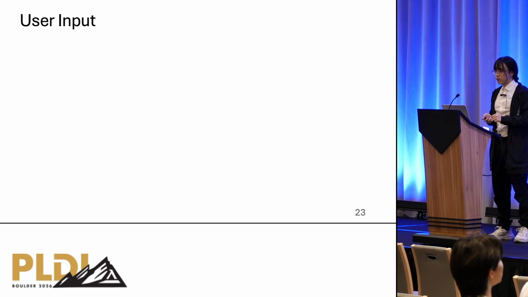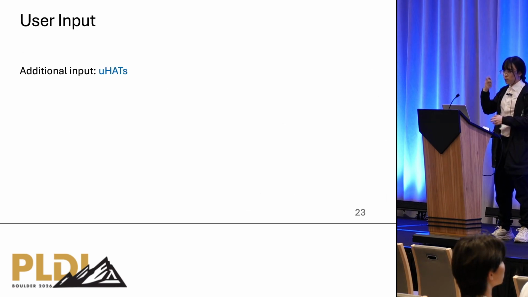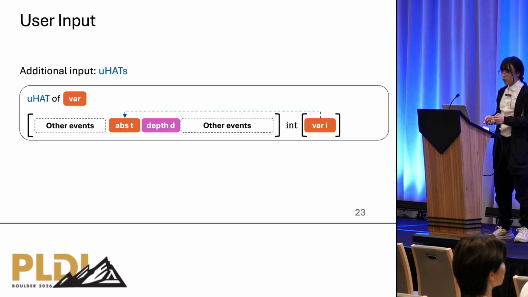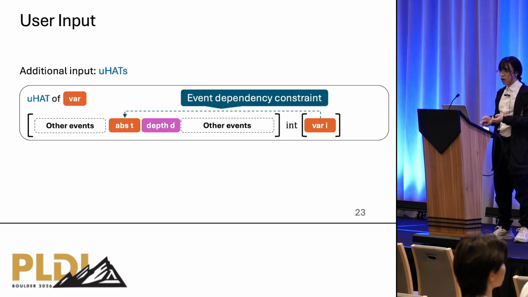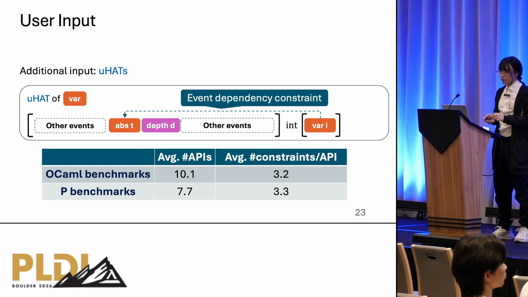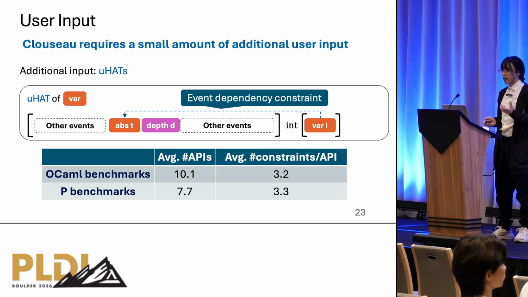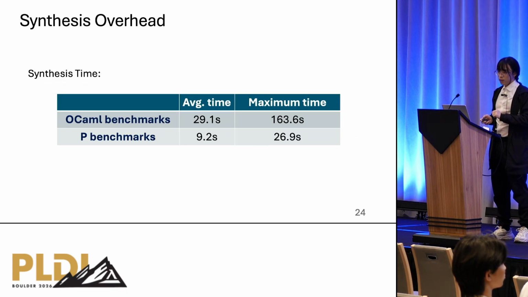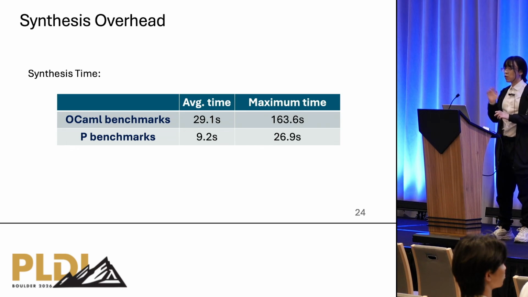We're also curious about the user input. The user needs to provide additional U-hats. For each U-hat, we count the complexity by how many data dependency constraints are encoded in it. On average, for each U-hat the user needs to provide 3 constraints. This means that Kuso doesn't require a lot of user input. And the synthesis overhead is also low. The average synthesis time is less than 3 seconds, and the maximum time is less than 3 minutes.